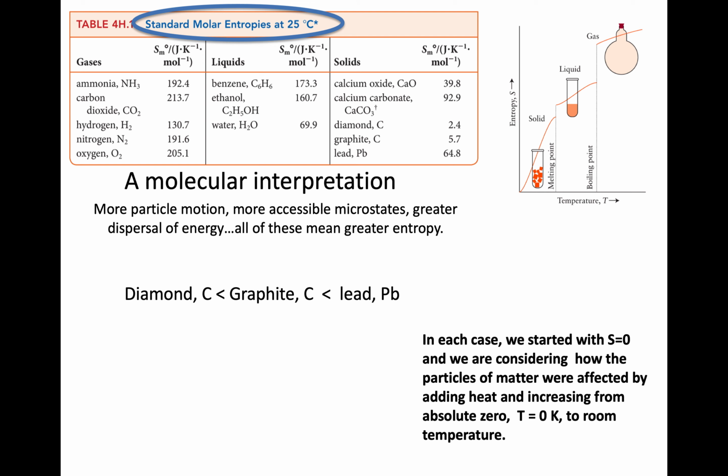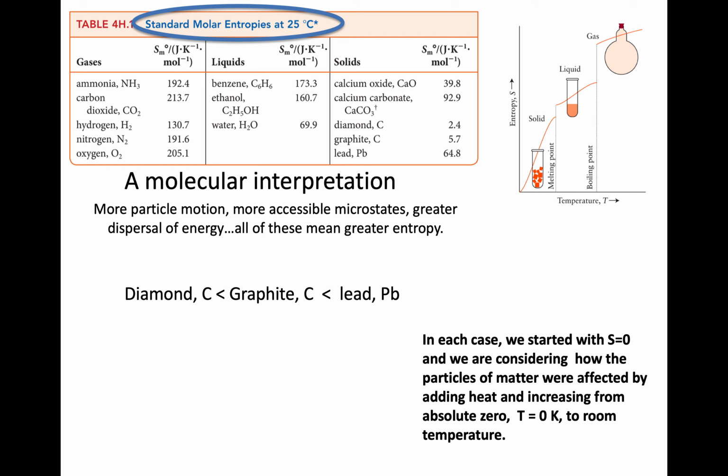If we're doing a comparison, for example, where diamond has a lower value than graphite, which has a lower value than lead. In each case, we started with 0 entropy. We started with the diamond, the graphite, the lead. We're conceiving that as what did it look like in its crystalline form with absolutely no particle motion at 0 degrees Kelvin. That's what we're imagining there.